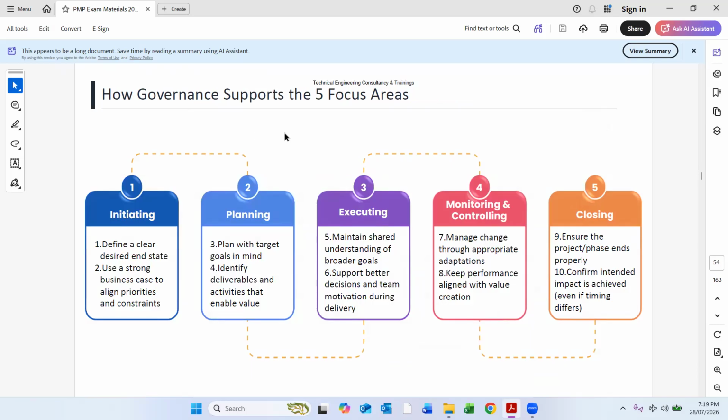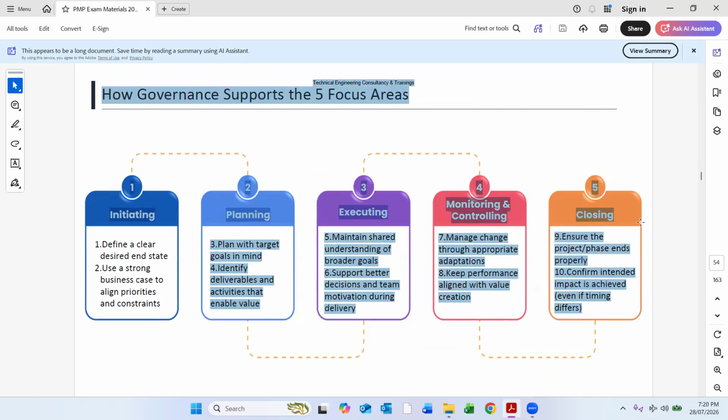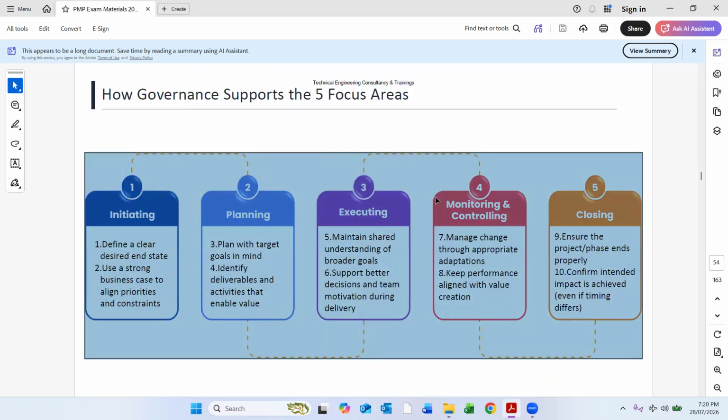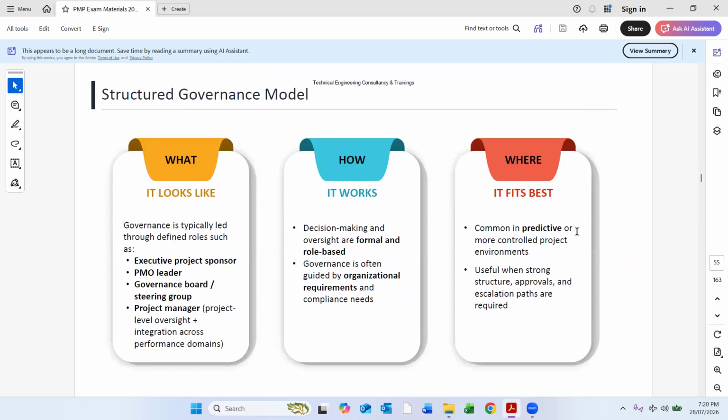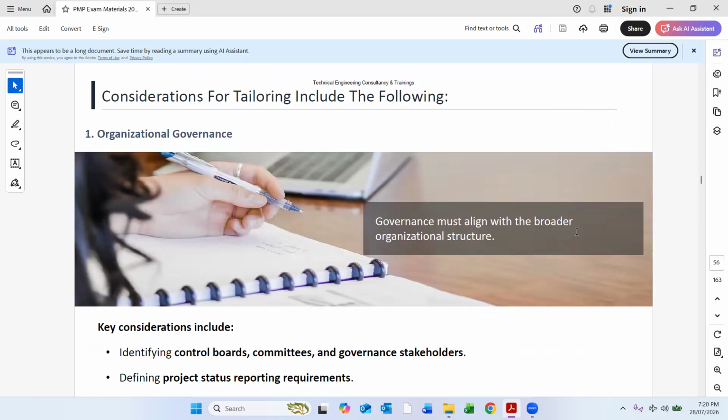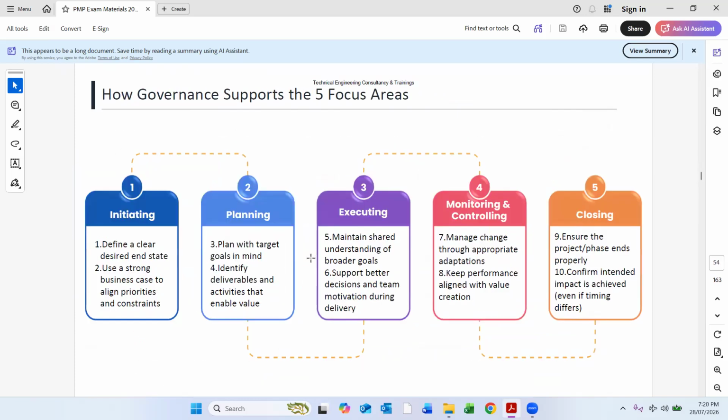How does governance support the five focus areas? See, these are the focus areas: initiation, planning, executing, monitoring and controlling, and closing. I think we discussed this one, right? I think we saw this in the previous one.